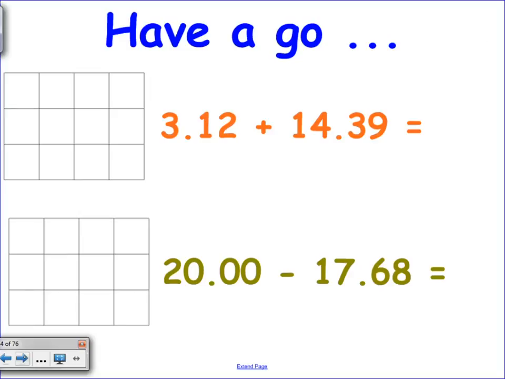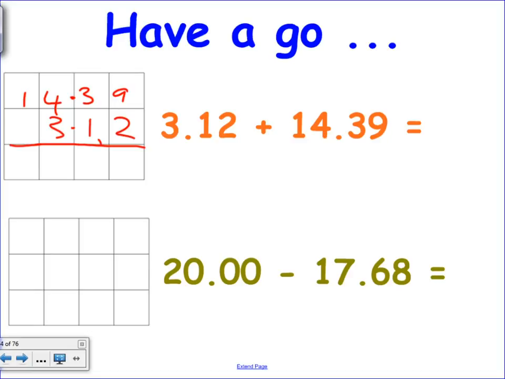So 3.12 plus 14.39, and this is one of their favourites. 20 minus 17.68. Why do you think I've written that there? Money, yeah. £20, isn't it? Right. Let's look at the first one then. We've got 14.39. We add 3.12.